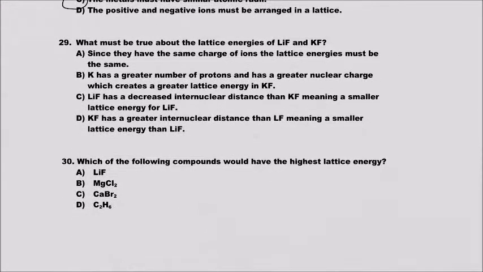29, what must be true about the lattice energies of LiF and KF? Well, remember, this goes back to Coulomb's law. First, we look at charges. Li is +1, K is +1, fluorides are both the same. So the charges are the same, so it's going to be about the size of the ions. Okay, so which one of these is smaller, Li+ or K+? Li+ is a smaller ion. It's going to be closer, smaller distance to fluoride. So let's find the right explanation.